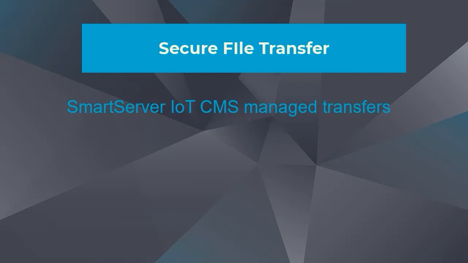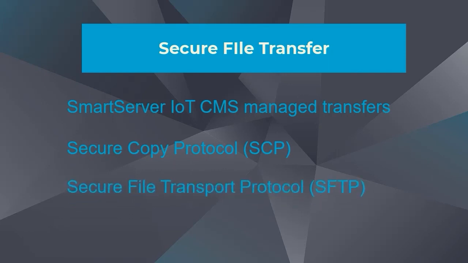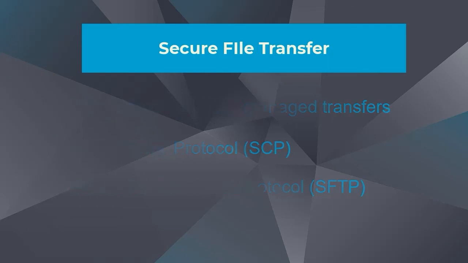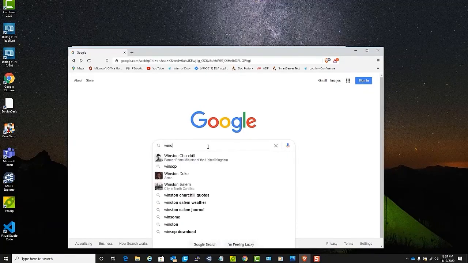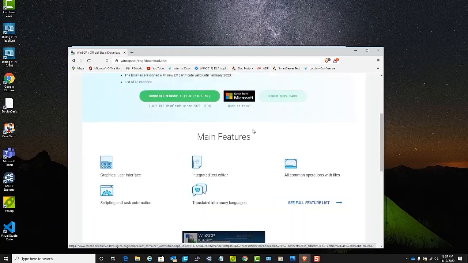Most file transfers to the SmartServer are managed through the CMS interactions. There may be times when you need to move files to or from the SmartServer IoT file system. To accomplish this, you need a client application that supports Secure Copy or Secure File Transport Protocols, SCP or SFTP. I use WinSCP for this task. You can find this application in the Windows Store for $9.99, and with this $9.99 investment, you get automatic updates. You can also find a free version on the web.